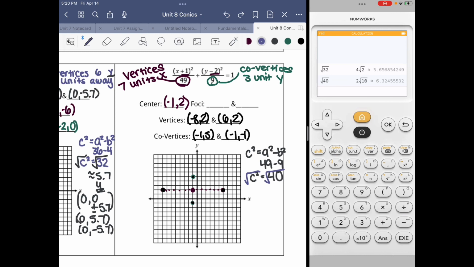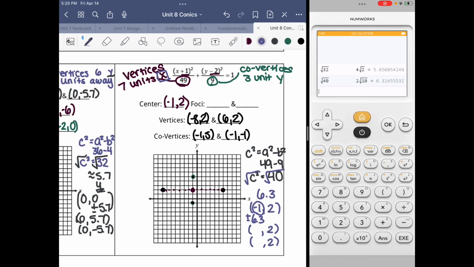So the square root of 40 is going to be about 6.3. Now I have to add and subtract that to the x part because it's always going to be the same as the vertices. So since my center was (-1, 2), I have to add and subtract 6.3 to the x part of my point. The other part of the point will stay as a 2 the whole time because you only change one of the variables.